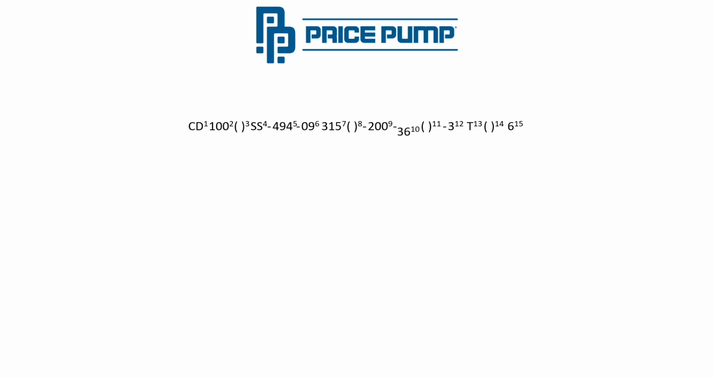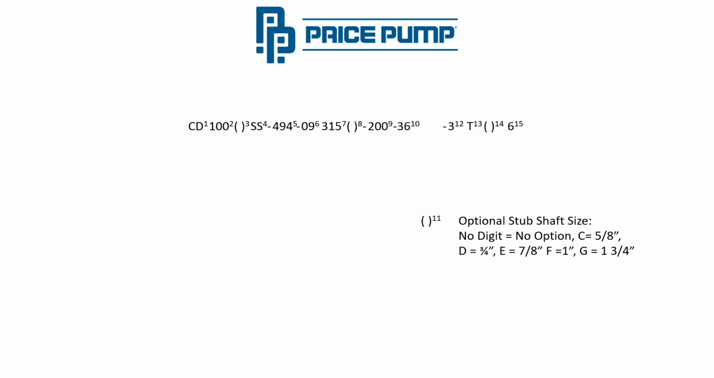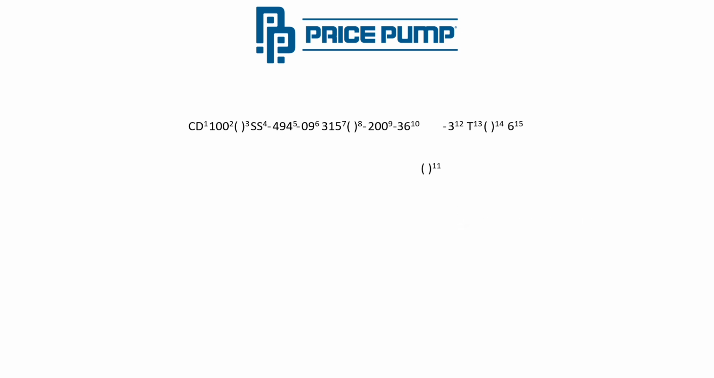Identifier number 11, which is left blank in this case, would be for an optional stub shaft size. This would be used if you adapted a custom motor to a pump. An example of this is adapting a CD pump to a 182C motor. The standard CD pump adapts to a 56C motor with a 5/8" motor shaft. If we adapted the CD pump to a 182C 7/8" motor shaft, we would add an E to identifier number 11.